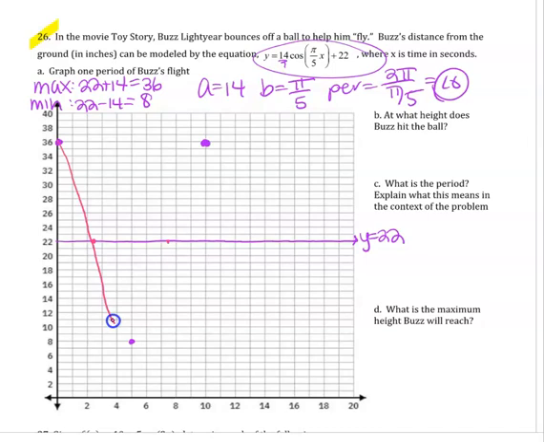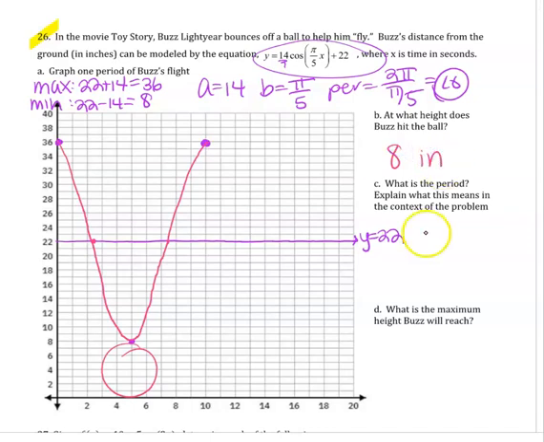One nice smooth curve, doing the best I can with my stylus here, which I feel like is not too terrible. There's your graph. So at what height is he hitting the ball? Like I said, we can say 8 feet. Oops, nope, not 8 feet. Sorry, it's 8 inches. Double checked my unit there.